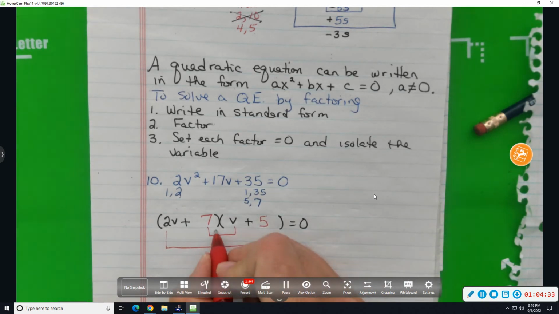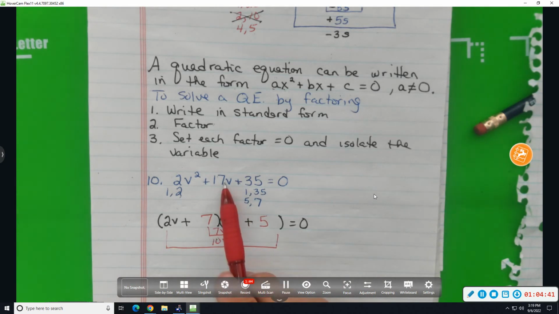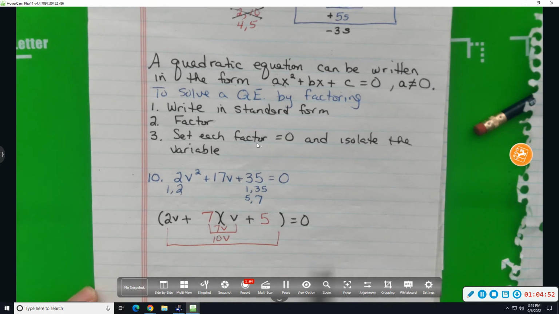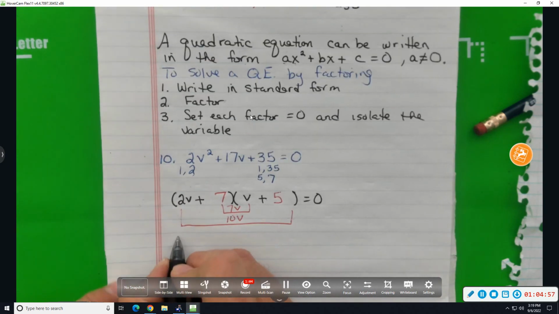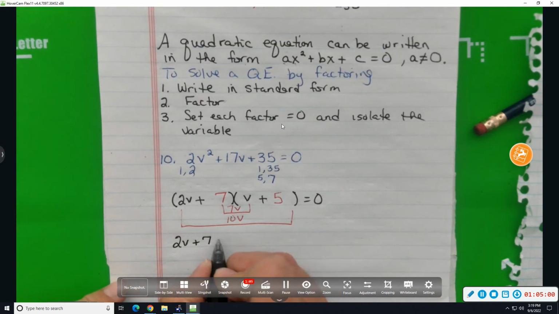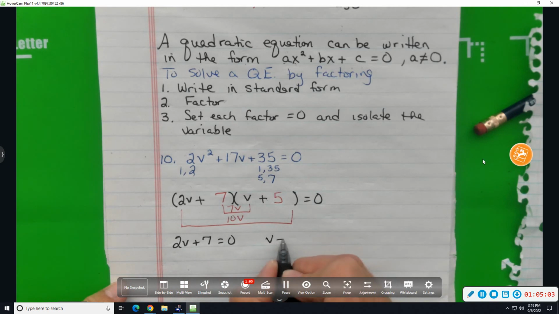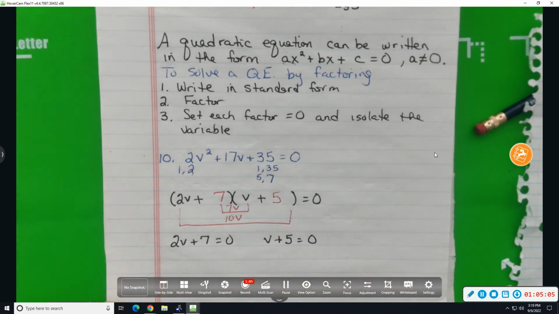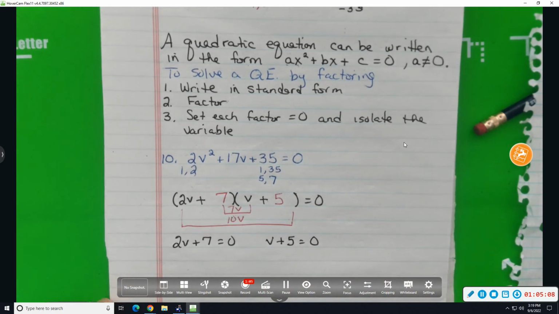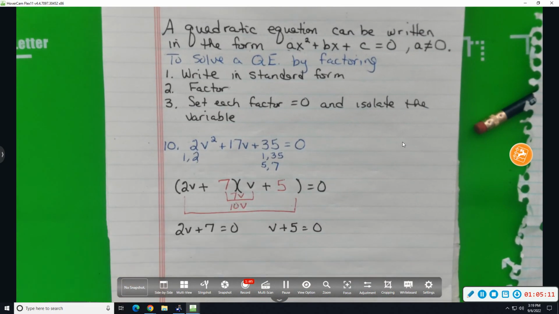So we'd have a 7v and a 10v. Is that giving me the 17v? Have I factored it correctly? So now we have the new step. You don't just write these two sets of parentheses. You write 2v plus 7. Your answers are just going to be two numbers. In fact, one of them is going to be a fraction and one of them is not going to be a fraction. So, isolating the variable.